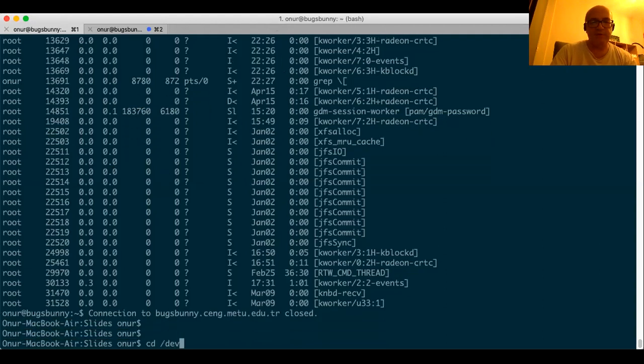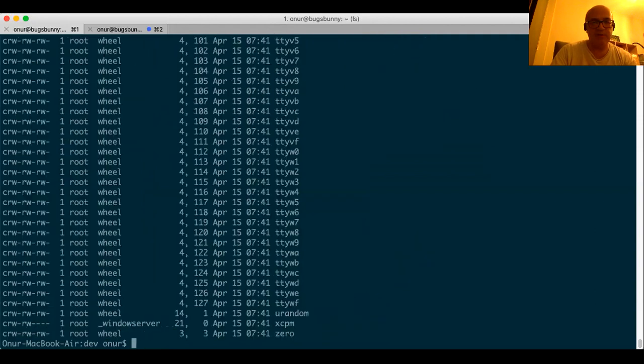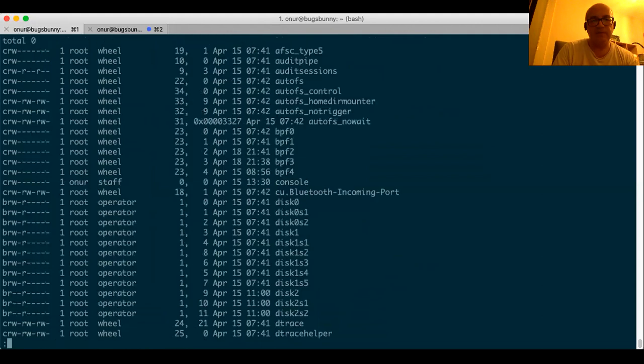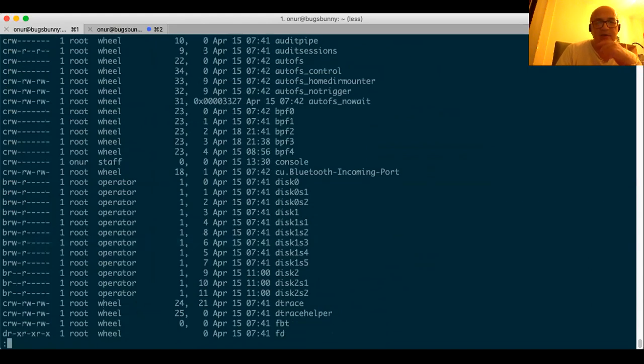So this is macOS. I can show you similar things in macOS as well. If you see this Mac machine, you will see some special files starting with C. This is the /dev directory. Some of them are starting with B. C means character device. B means block device.